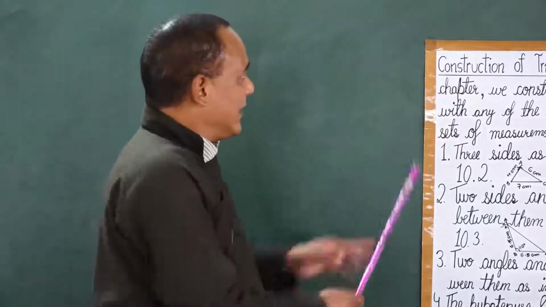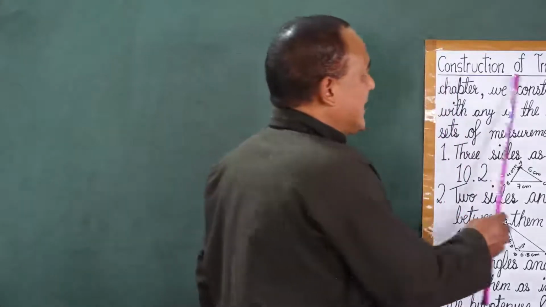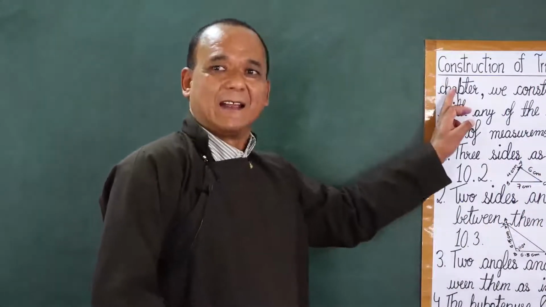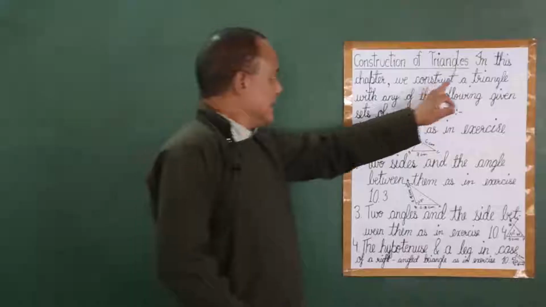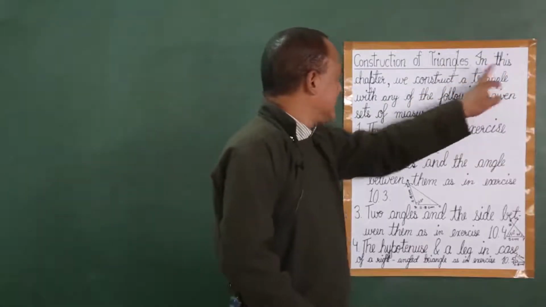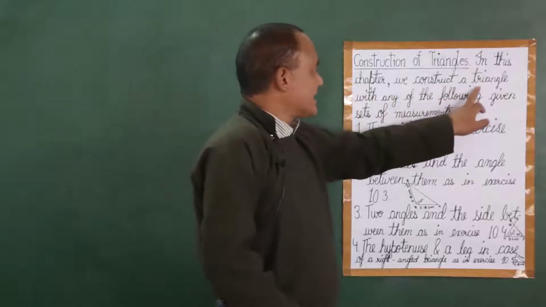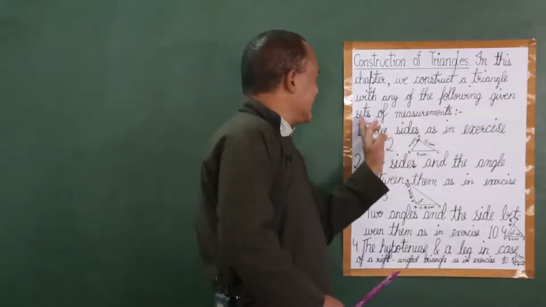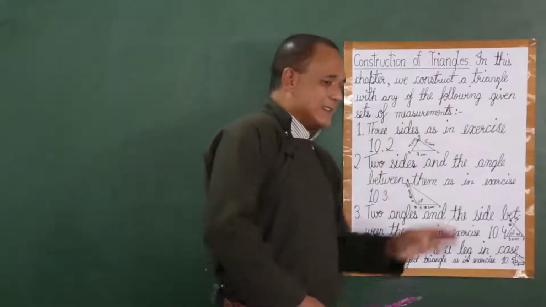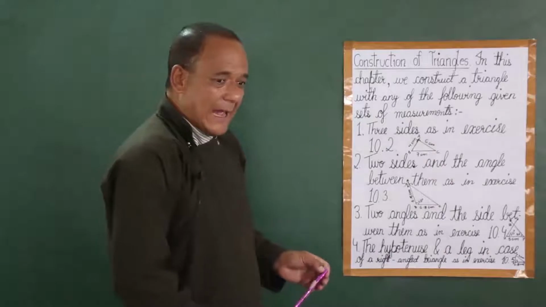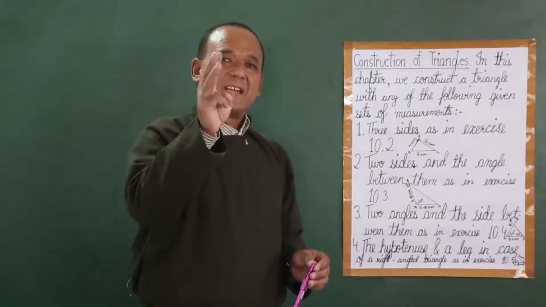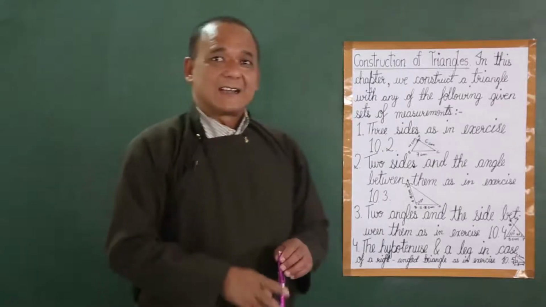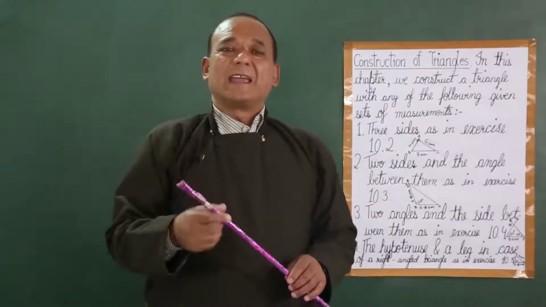Okay, so let us see here. Construction of triangles. Construction means making a triangle, or how to make a triangle. We will know here, in this chapter, we construct a triangle. So here we make a triangle with any one of the following sets of measurements. That means we have three measurements here. The set of three measurements is the criteria for making a triangle.